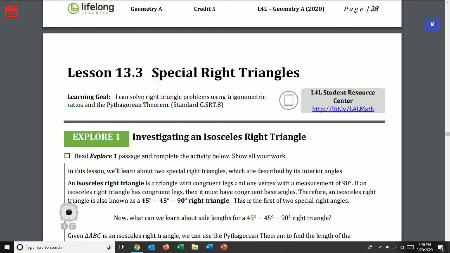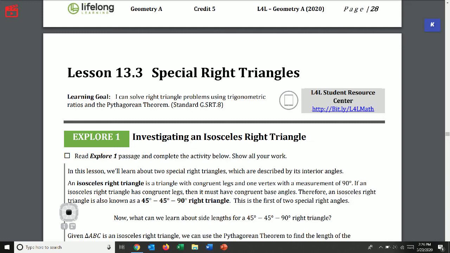Class, we're going to continue lesson 13.3, special right triangles. We have one more lesson before we're done with credit 5. In this lesson, the goal is how to solve a right triangle problem using trigonometric ratios and the Pythagorean theorem.